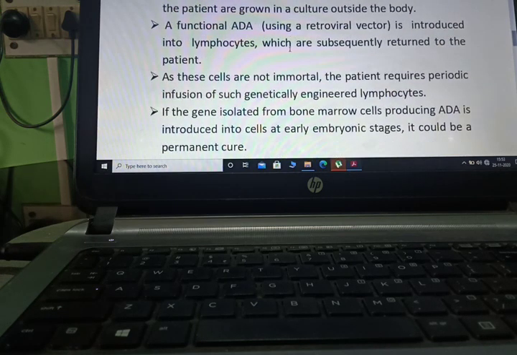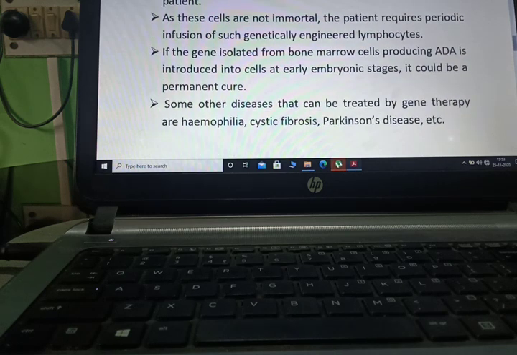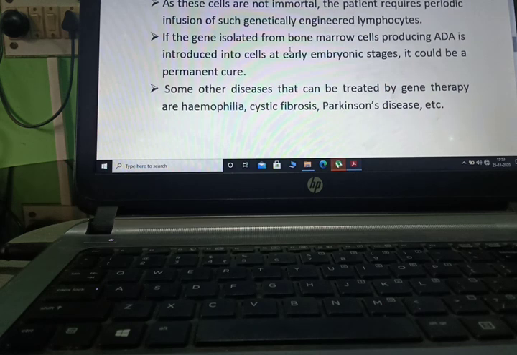In the first step of gene therapy, lymphocytes from the blood of the patient are grown in a culture outside the body. A functional ADA is introduced into the lymphocytes, which are subsequently returned to the patient. As these cells are not immortal, the patient requires periodic infusion of such genetically engineered lymphocytes. If the gene isolated from the bone marrow cells producing ADA is introduced into cells at an early embryonic stage, it could be a permanent cure.